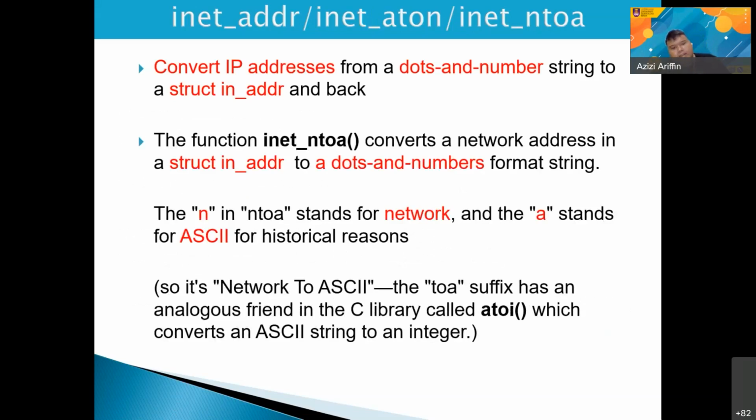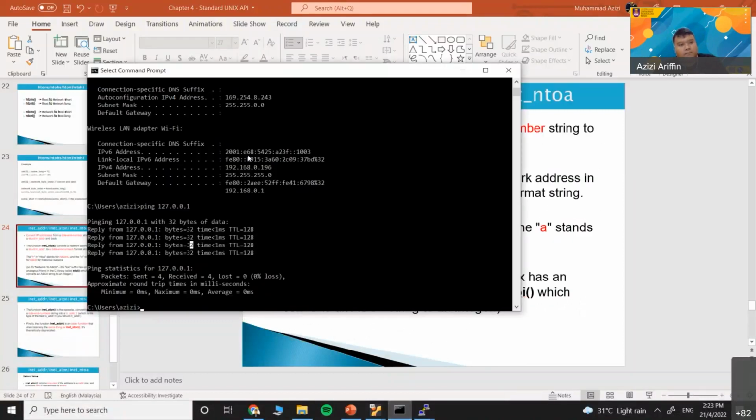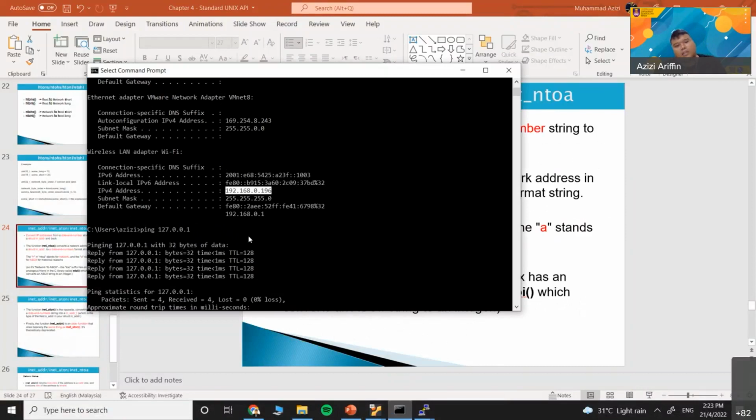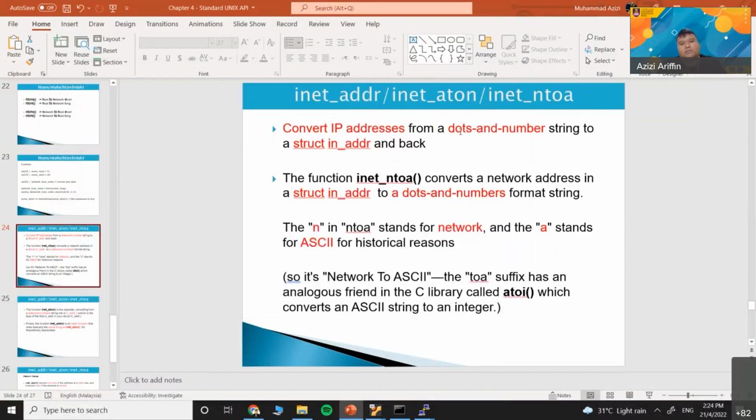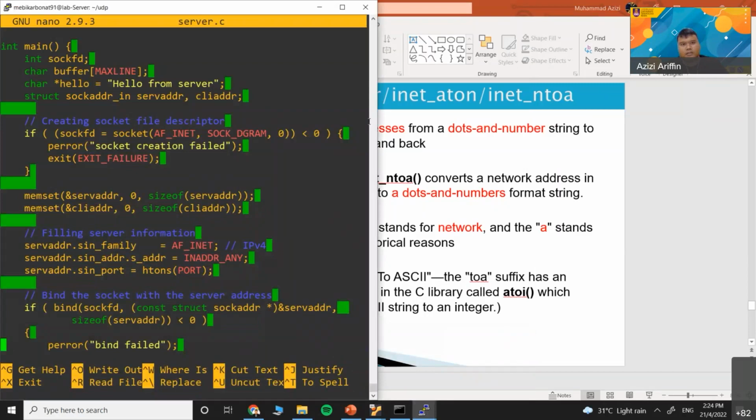So the IP address is in decimal form. So this is in the dot decimal form. Even though it is 32 bit, IPv4 is 32 bit, right? So it is in a dot decimal form. So if we want to use a socket, we need to convert it into the network form, and we need to convert it into the Big Endian. So what it will do is it will convert the address from a dot and number string to the struct format. Okay, because we are going to go into the struct.